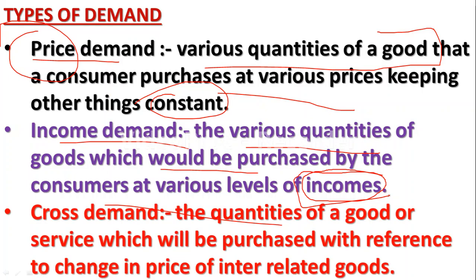So the next one is cross demand. Cross demand means the quantity of a good or service purchased with reference to a change in the price of an interrelated good or other good. For example, if a consumer is consuming both tea and coffee, when the price of tea increases, the consumer will stop using tea and start drinking coffee. So when the price of tea increases, demand for coffee increases. So it is known as cross demand. The demand for one good depends on the price of the related good, so it is known as cross demand. These are very basic concepts, but we should remember them.